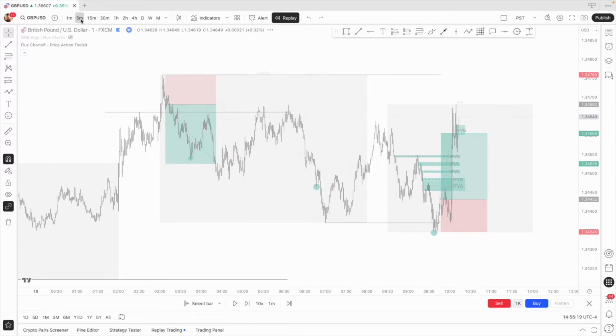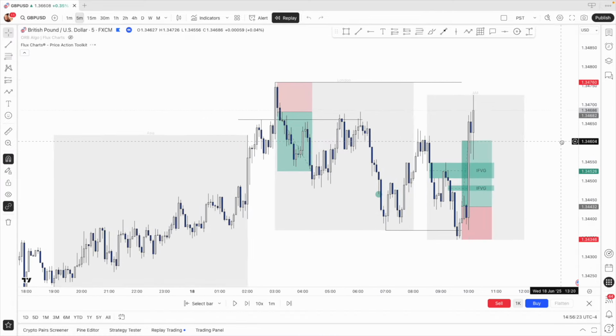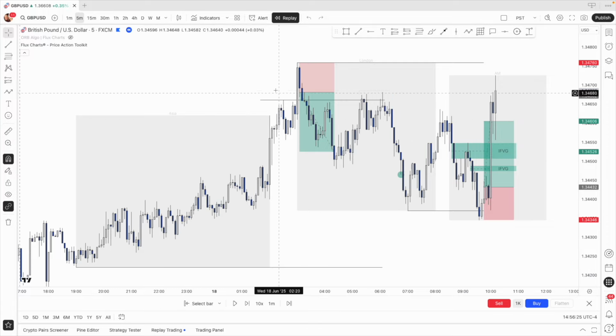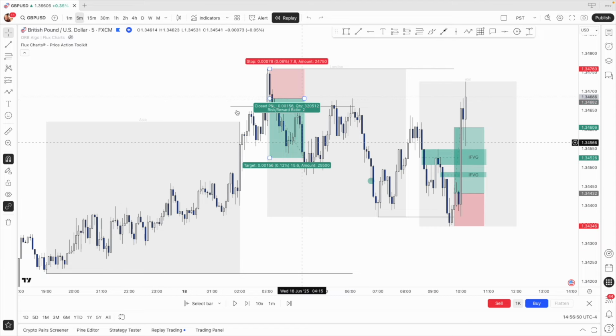So when we just zoom out a little bit, we had our Asia highs taken. We had our London lows taken. So our very first trade, second trade right over here, and that's how the strategy works. So you wait for the highs and the lows for each session to be taken. You go down to the 1 minute. You enter on an inverse fair value gap.